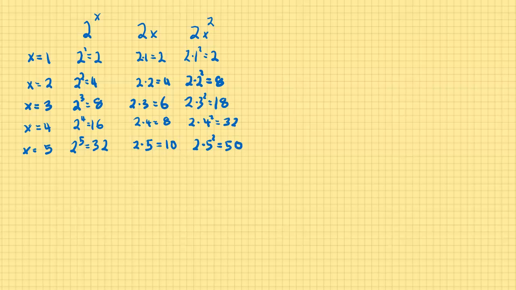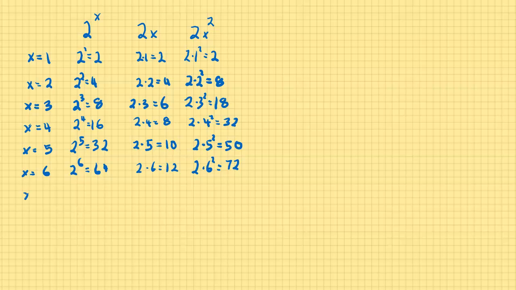Okay, let's just do a couple more here. So let's do x equals 6. What happens when x equals 6? Well, this would be 2 to the 6th power. Now 2 to the 6th is 64. So that number is getting pretty big. And 2 times 6 is 12. We can pretty much already tell that the linear function is going to have the lowest value. And then 2 times 6 squared, well, that's 2 times 36, which is 72.